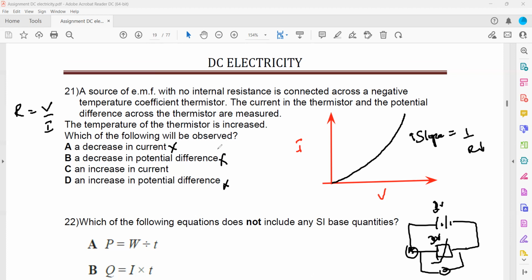But what will happen is, as the resistance is decreasing, the current will increase. So that's why C is the right answer. Is it clear? Question 21.